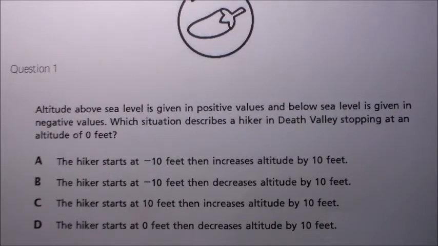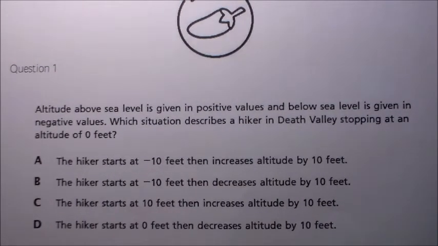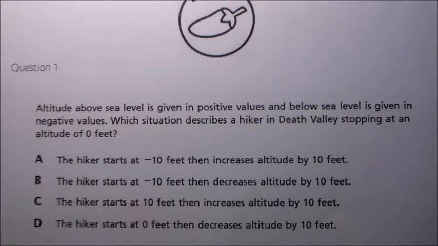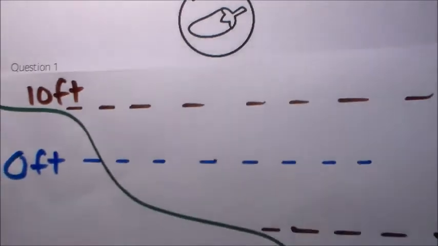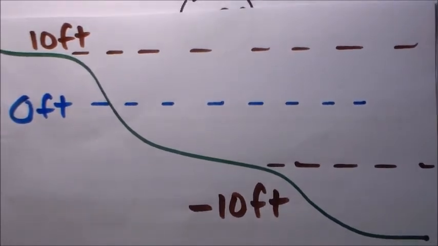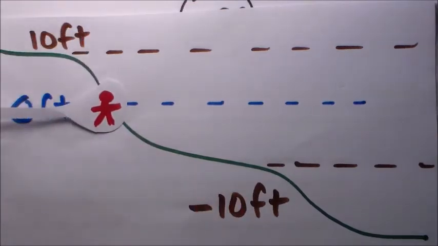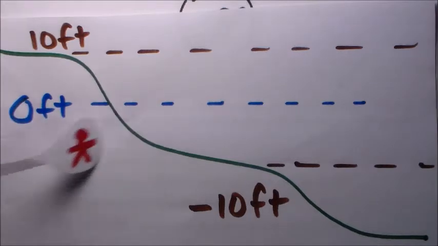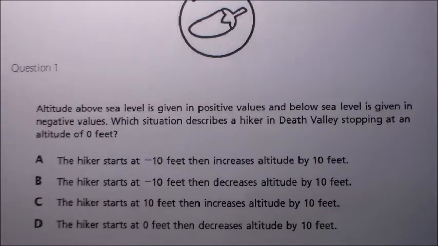Okay, here you have the classic Death Valley positive and negative number question. So Death Valley is a valley where the bottom of the valley is below sea level. So here you can see the green line represents the hike. You can have a little hiker hike down below sea level. That's fun. Okay, this question comes up a lot. Let's try to work through it.